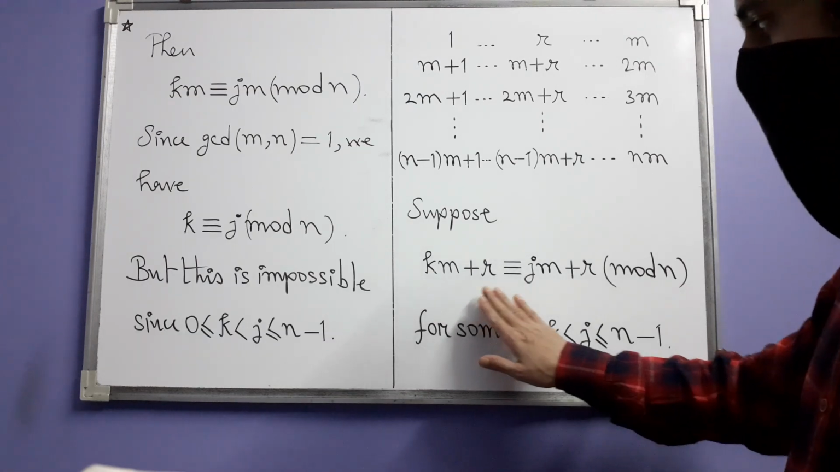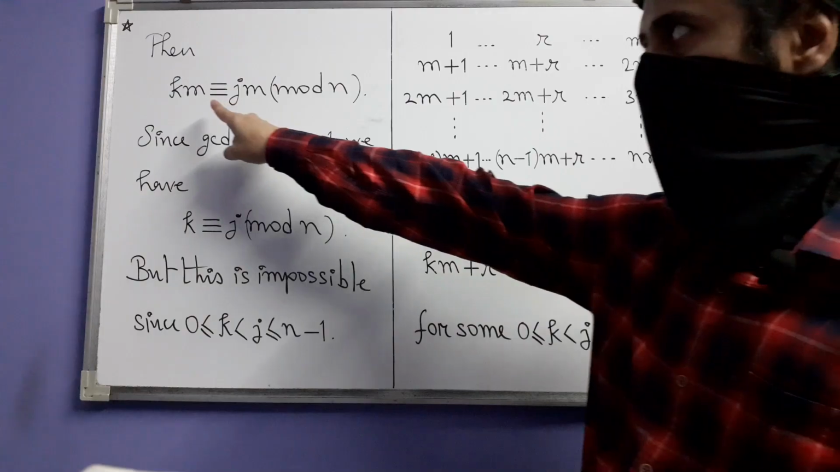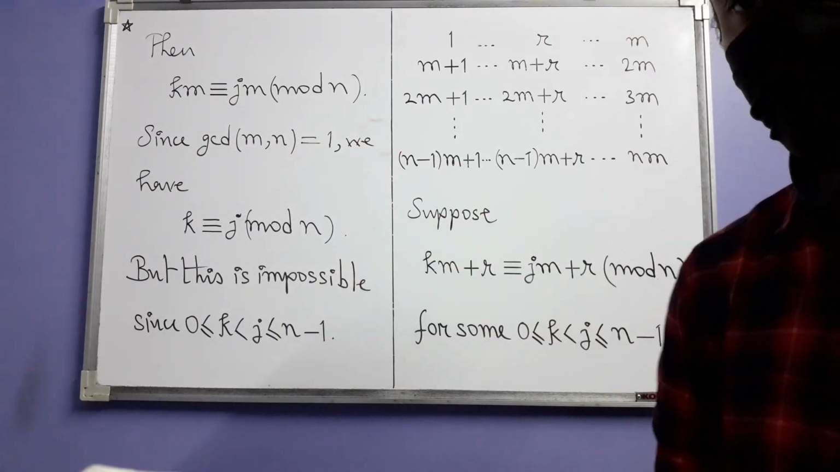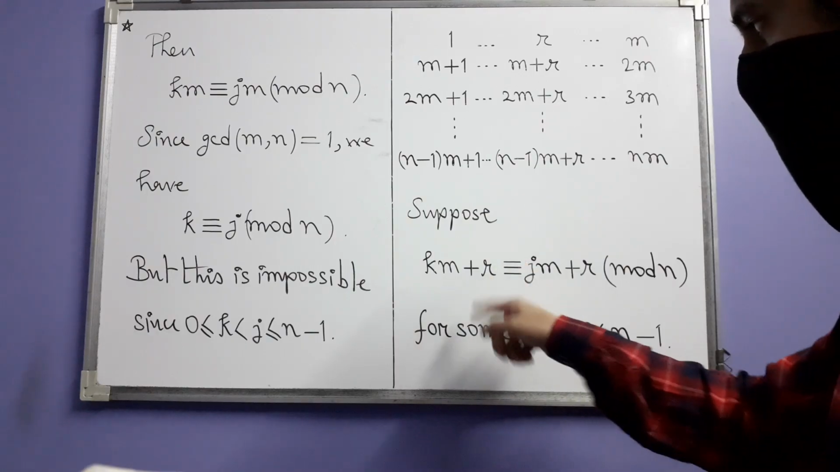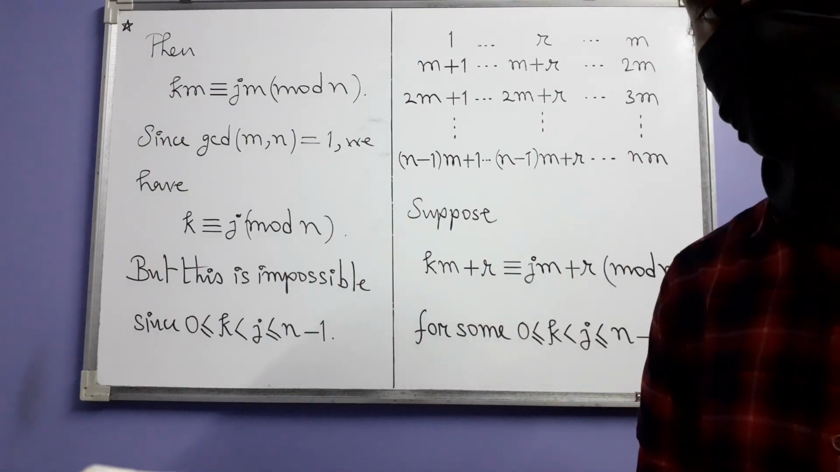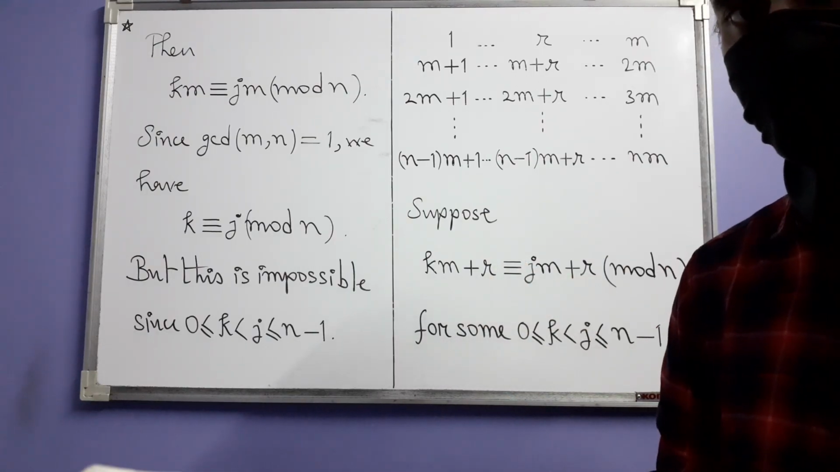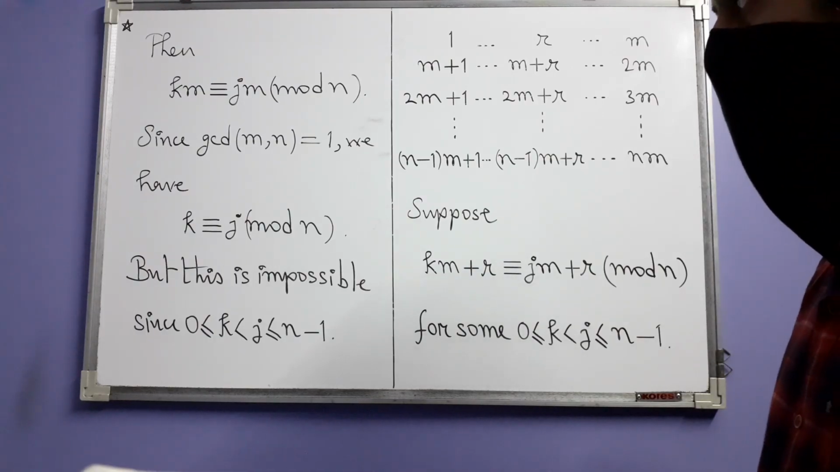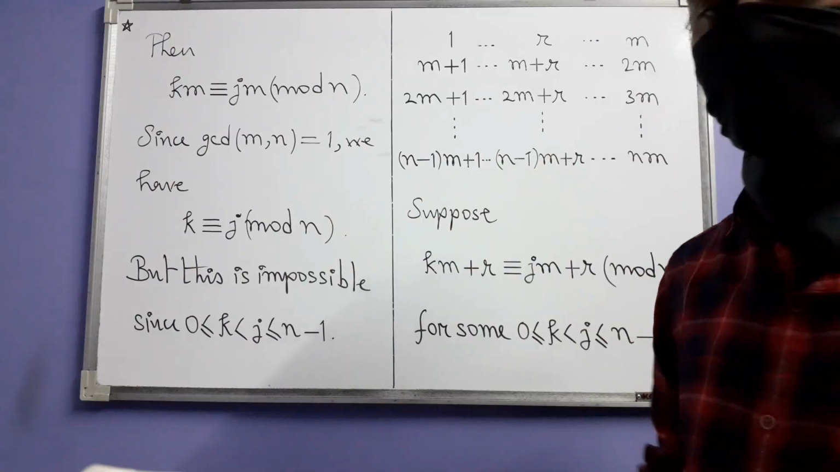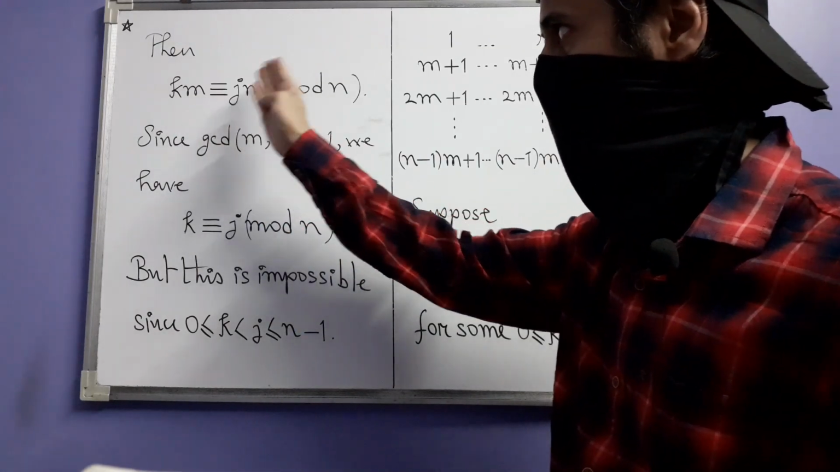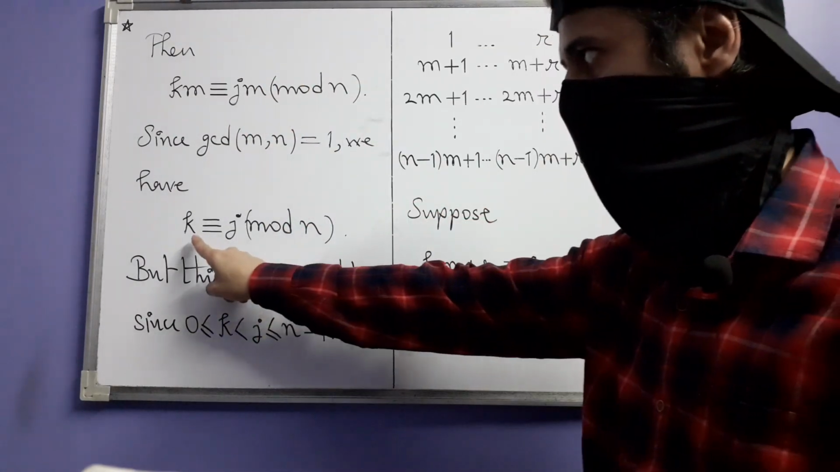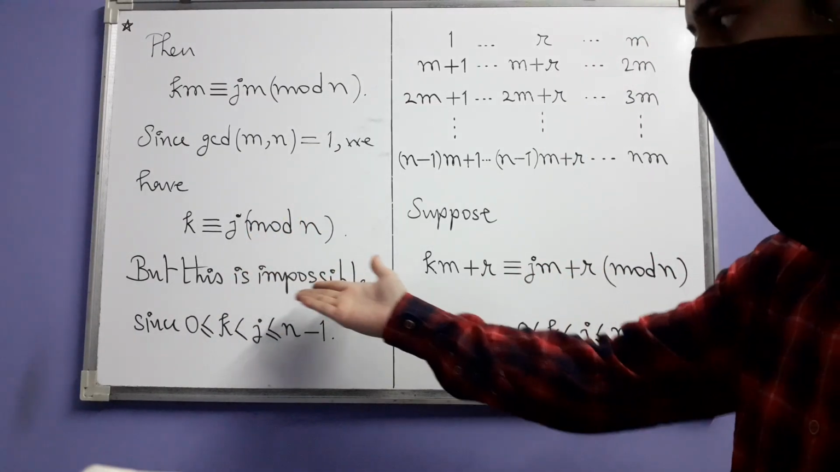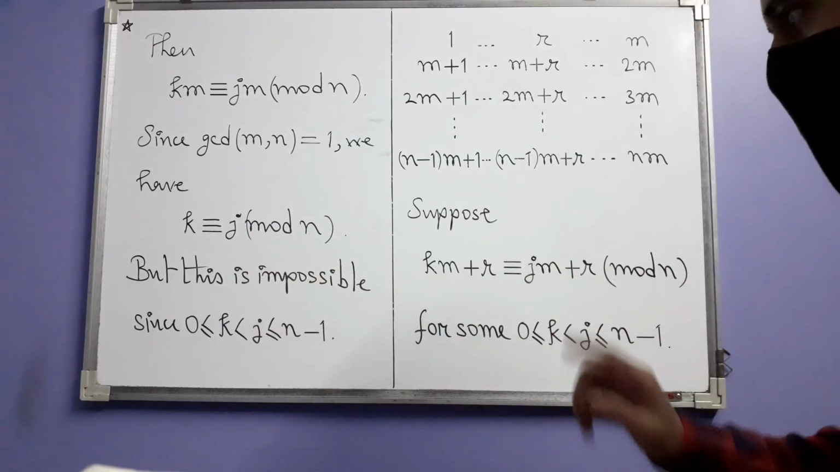Now simplifying this congruence, you immediately get this. km is congruent to jm mod n. Then, if this is true, cancelling r from both sides, we can do this by one of the properties of congruences. But additionally, we also know that m and n are coprime. So you can cancel this m also, obtaining this congruence that k is congruent to j modulo n. But this is impossible because of these inequalities.